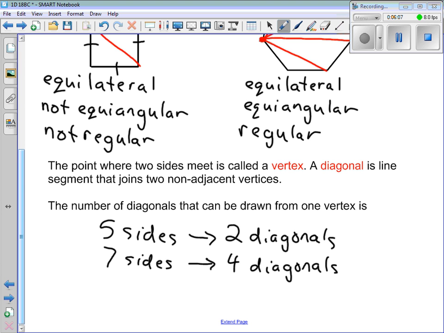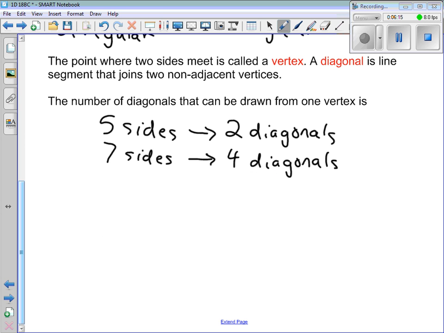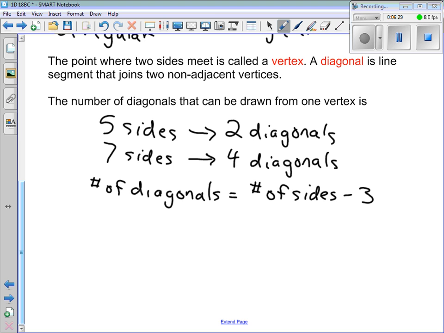So do you think there's a relationship between the number of sides and the number of diagonals? Liam? Yeah. So let's say number of diagonals equals number of sides minus 3. Okay, that makes sense.